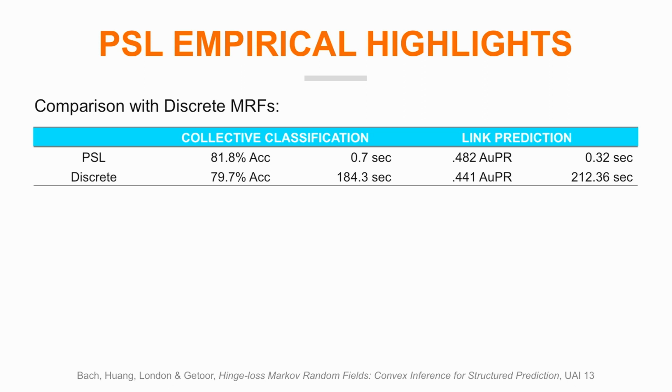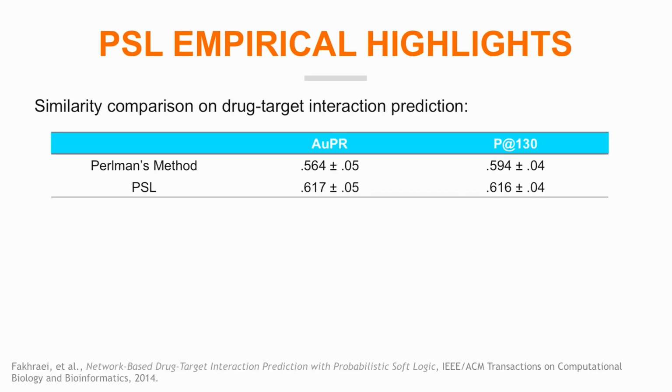Here are two results, one for a collective classification problem, one for a link prediction problem. Here, the key thing to note is compared to a discrete MRF, we're doing a little bit better, but we're also 2 orders of magnitude faster. And then a problem where we're combining similarities for computational biology. Again, we're able to beat state of the art. But the thing that I think is most impressive here is it's declarative. It's really easy. You get some additional information, and you can add it into the program really easily.